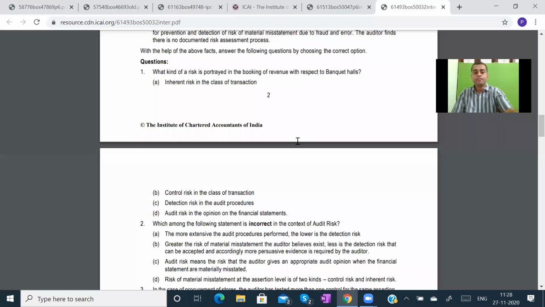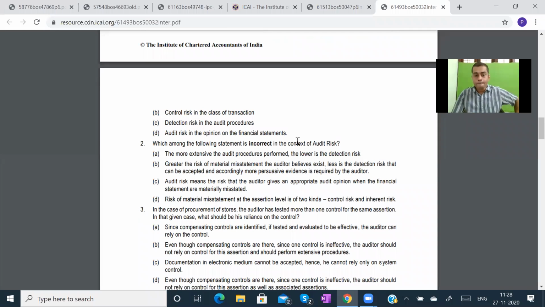Question number 2. Which among the following statements is incorrect in the context of audit risk? Option A, the more extensive the audit procedures performed, the lower is the detection risk. Option B, the greater the risk of material misstatement the auditor believes exists, the less is the detection risk that can be accepted, and accordingly, more persuasive evidence is required by the auditor. Option C, audit risk means the risk that the auditor gives an appropriate audit opinion when the financial statements are materially misstated. Option D, risk of material misstatement at the assertion level is of two kinds, control risk and inherent risk.